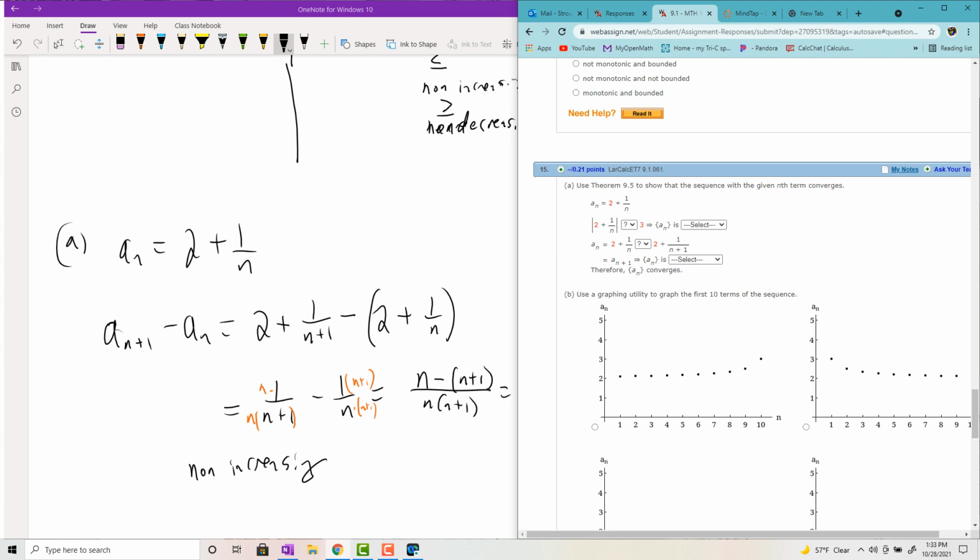2 plus 1 over n is going to be less than 3, right? Because you're adding something that's less than 1. So this will be less than 3. That implies a sub n is bounded. Okay.